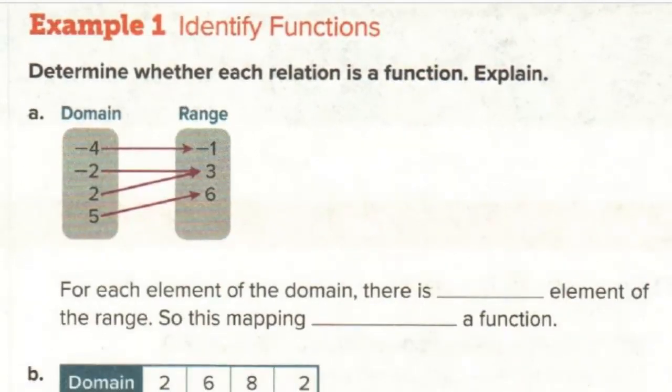Example 1. Identify function. Determine whether each relation is a function and explain. Well, if I look through the domain, I see no repeats of the domain, which means I'm probably okay as I go across. And you'll see there's only one line coming off each side. So for each element of the domain, there is only one element of the range. So this mapping represents a function.